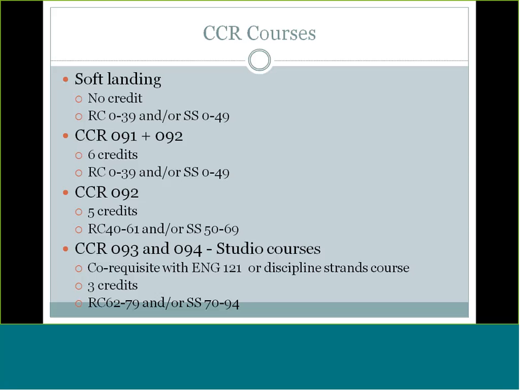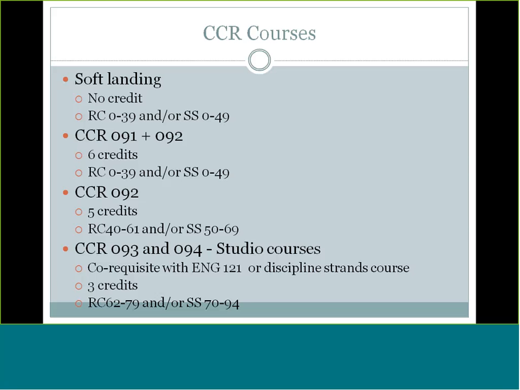And so offering soft landing, or offering the 91 plus the 92, is a college-level decision. Right now it looks like our smaller institutions are offering the lab and our larger institutions are doing the non-credit option, and that's for a variety of reasons. But we asked colleges really to make these decisions based on what's going to work for them. And then the 92 class is something everyone will have.